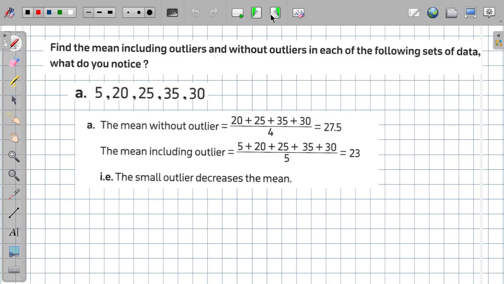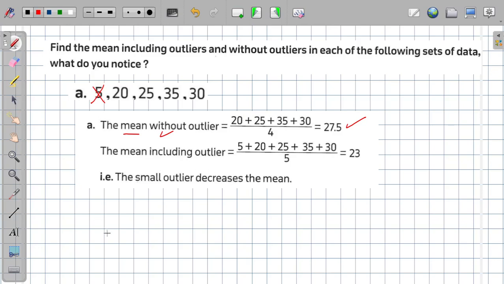So I have an example like this. I wanted to find the mean including the outlier and without the outlier. The first one here I have 5, 20, 25, 35 and 30. First I wanted to find the mean without the outlier, so I will cancel the 5 because 5 here is the outlier of this data set, because 5 is much smaller than other values. So 20 plus 25 plus 35 plus 30 equals 110. So 110 divided by 4 will be 27.5, and this is the mean without the outlier.